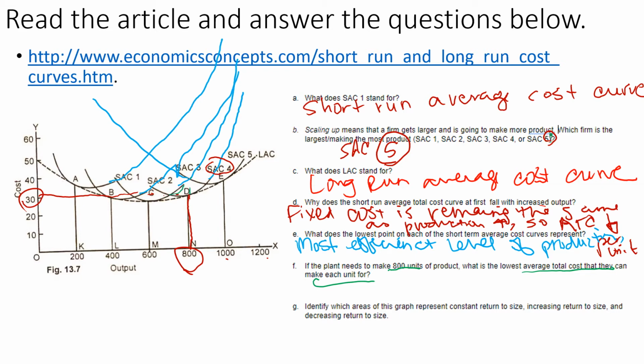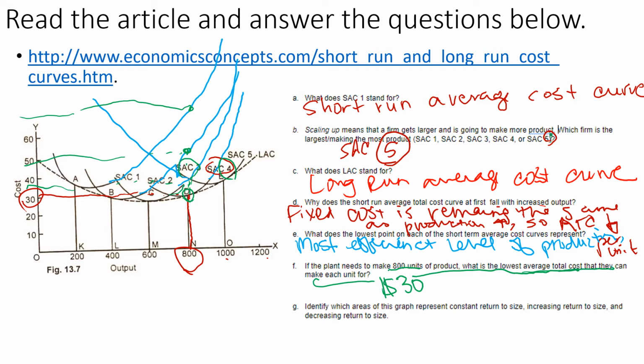It would cost firm 3 $35. It would cost firm 2 $50 to make 800 units, and it would cost firm 1 $70 or $80. So if a plant needs to make 800 units of product, what is the lowest average total cost they can make each unit for? That would be $30, and they would have to operate at the scale that firm 4 is operating at.